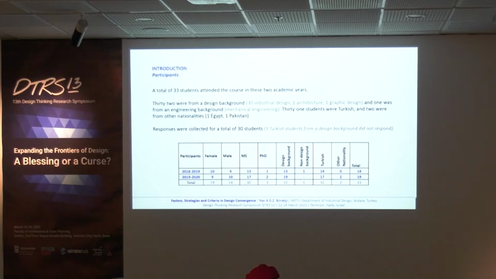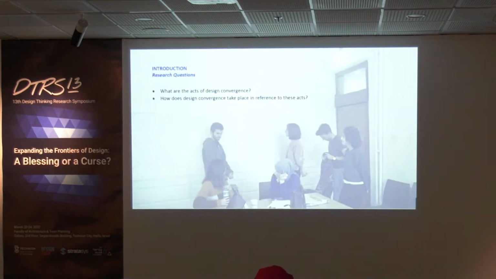Looking at their background, they're all graduates of industrial design, and one was a mechanical engineer, with 31 students who were Turkish and 2 from other nationalities. Responses were collected for a total of 30 students who agreed to participate in the study. The research questions for my paper are: what are the acts of design convergence, and how does design convergence take place in reference to these acts? I conducted a literature review in order to formulate a framework for the study.